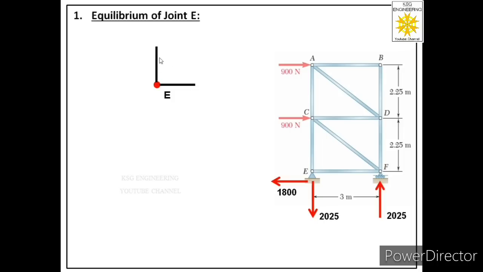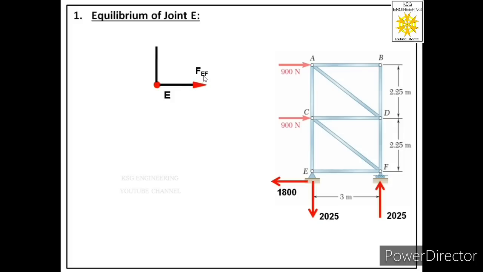And we know in these two members the forces are unknown to us. So if forces are unknown to us, then we consider their nature as tensile. It means in these two members we will label the direction of the forces away from the joint. So this is member EF. So we have labeled the force in member EF away from the joint, meaning tensile nature.